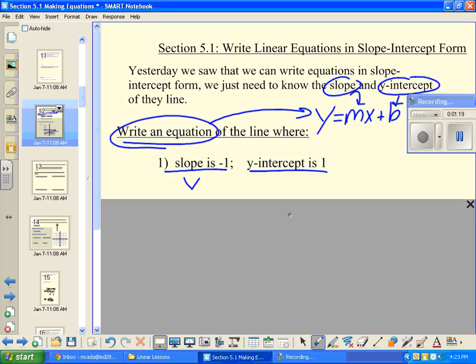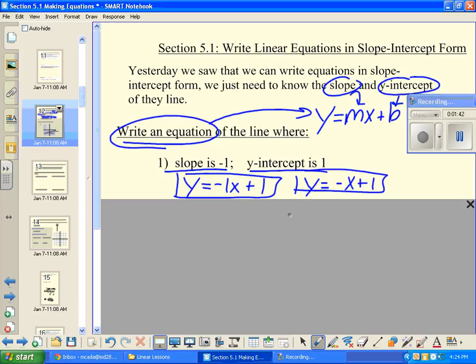So I just plug those numbers in for m and b. M stands for slope, so if the slope is -1, I'm going to put -1x. And if the y-intercept is +1, then I just put +1. If I want to simplify that, I can also just write -x plus 1. Either of these ways is actually right, but that's all we do: if we can find those two things, the slope and the y-intercept, I can make an equation.